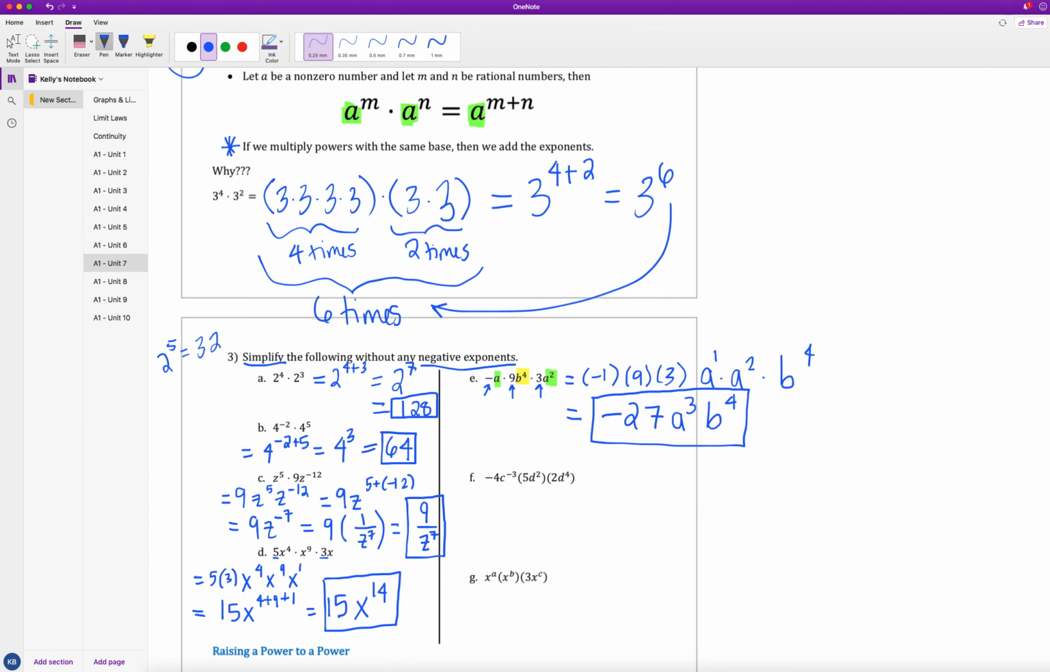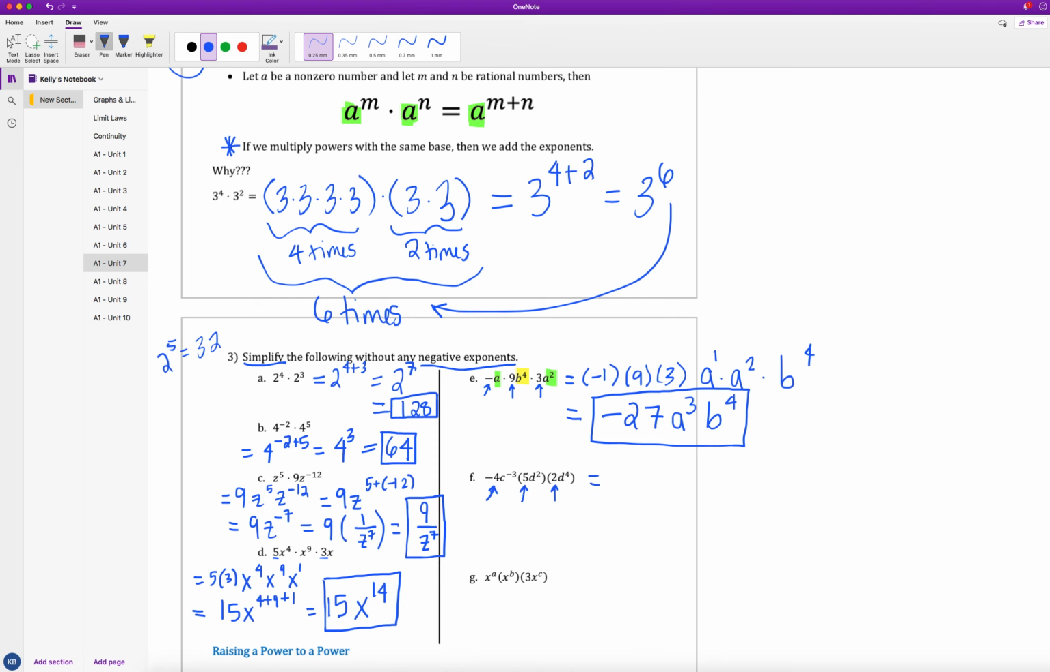Why don't you guys pause the video again and try example F on your own first. Okay, let's check example F. It says negative 4c to the negative 3rd times 5d to the 2nd times 2d to the 4th. So I have a couple coefficients. I have a negative 4, a 5, and a 2. You'll notice here that I didn't use the multiplication sign when I typed out the problem. I used parentheses, but those are equivalent. The parentheses, the multiplication sign, they both mean multiplication, so it's the same type of problem.